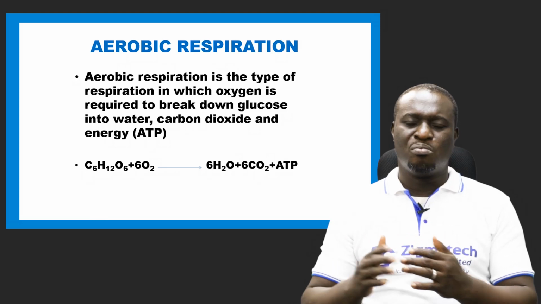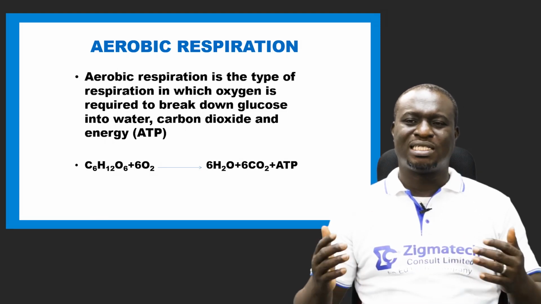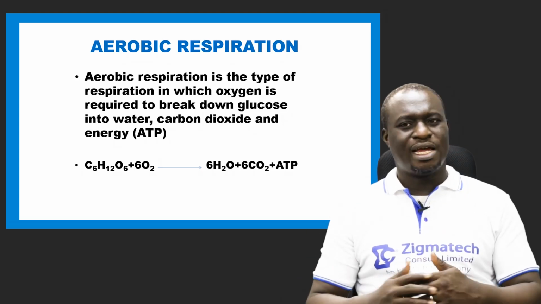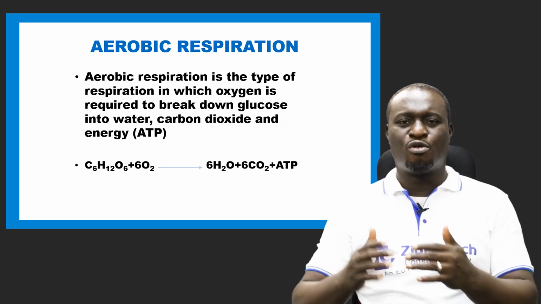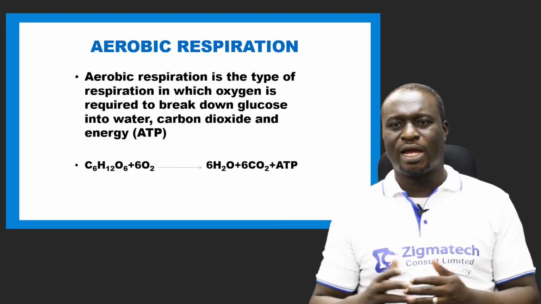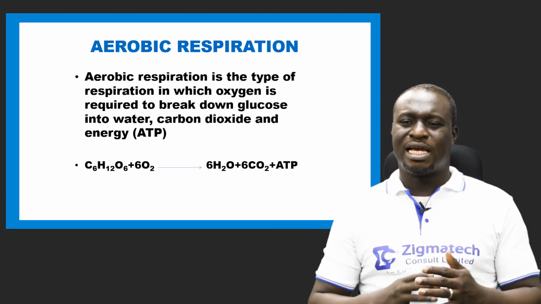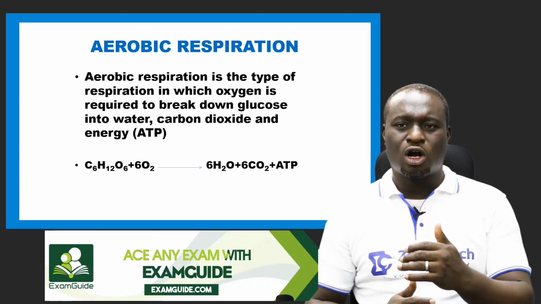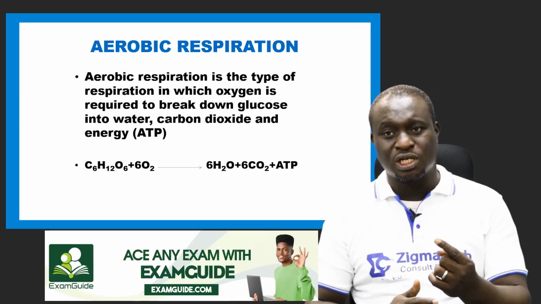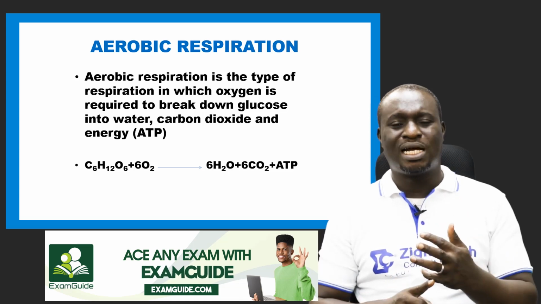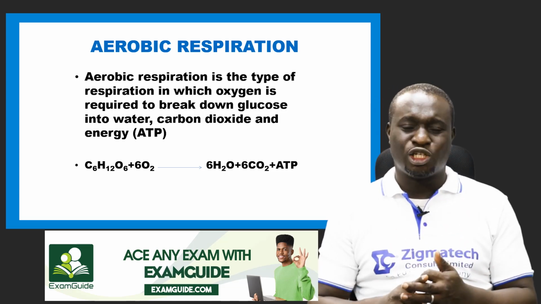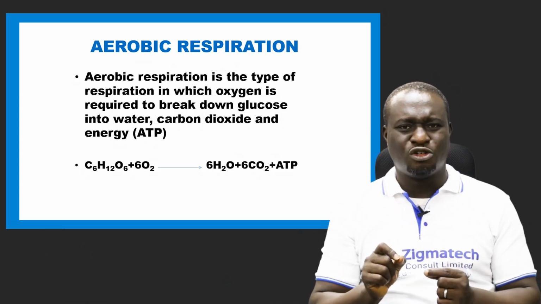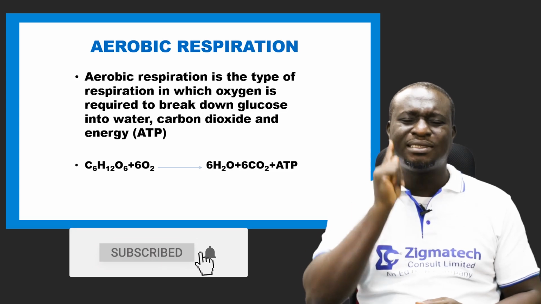Now let's take a look at what aerobic respiration is all about. The name aero means air. So it means this is a type of respiration that involves the use of what? Oxygen. So aerobic respiration is the type of respiration in which oxygen is required to break down complex food substances like glucose in order to release water, carbon dioxide, and energy in the form of ATP. Please take note of this. In the form of ATP.